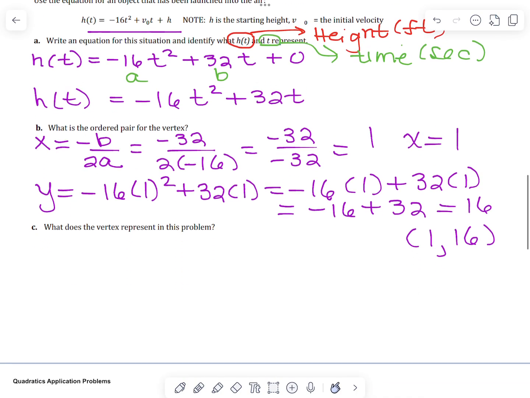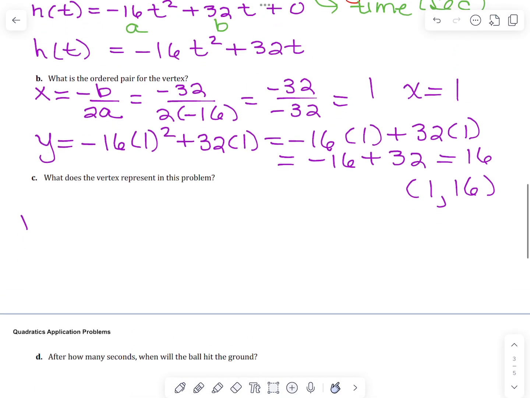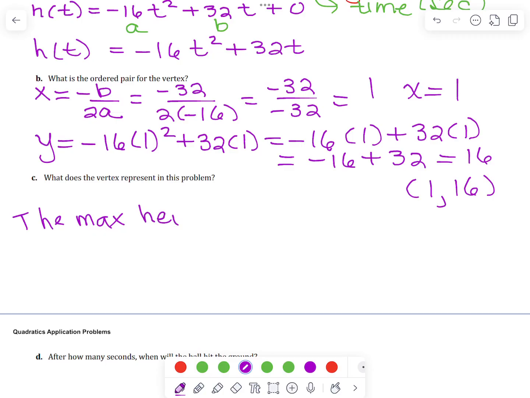So then it's asking us what does the vertex represent in this word problem? What this represents is the maximum. So now let me write here. It's the max height of the soccer ball.